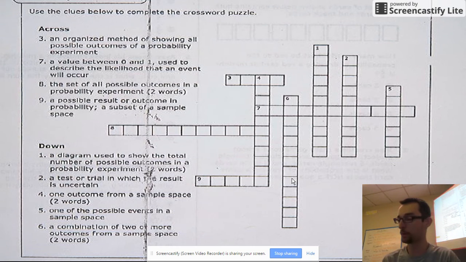Okay, here we are in period 3, so there's going to be some background noise, but we're working through the homework here, March 4th, 2016. We'll start off with the vocabulary part, so we're looking at the crossword puzzle. Hopefully you did this in class because all the answers are on the board.